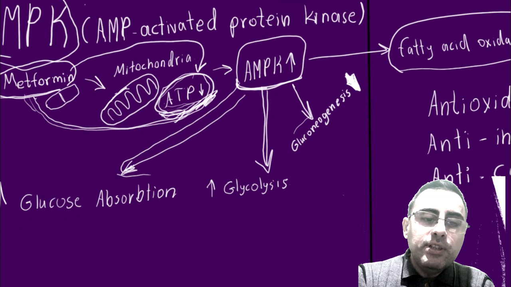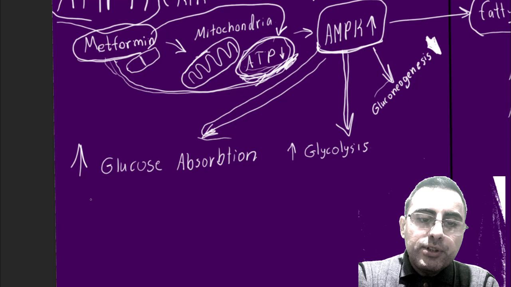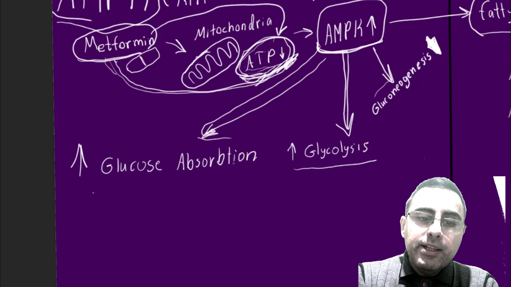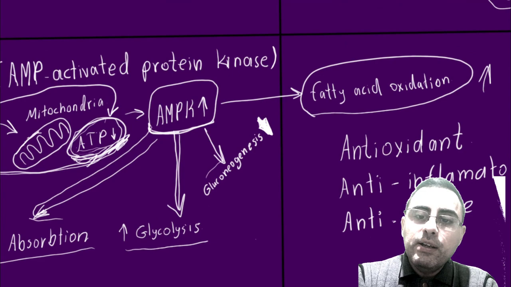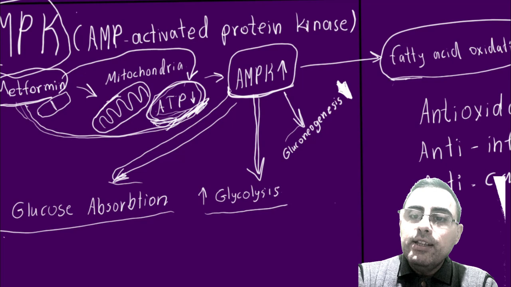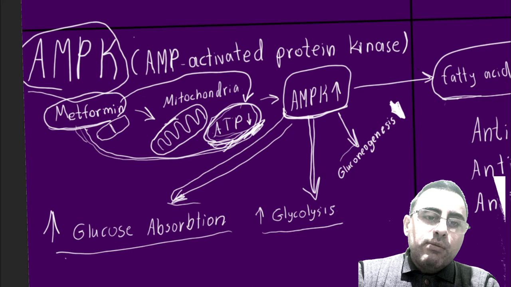AMPK, as you see, does lots of things. It increases glucose absorption by cells and increases glycolysis, so the organism fuels glucose better and absorbs glucose better. Gluconeogenesis is decreased, and fatty acid oxidation is increased. Fatty acid oxidation means less fat in the body and less fat in the blood, and that's only good. That's why AMPK is important.